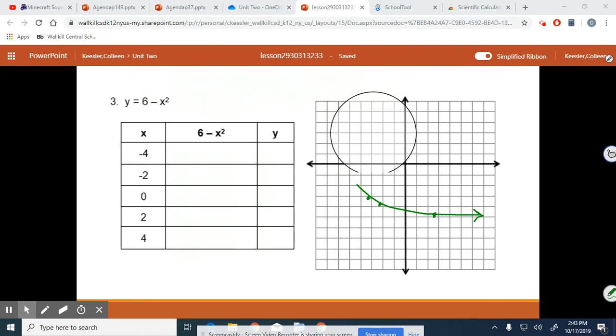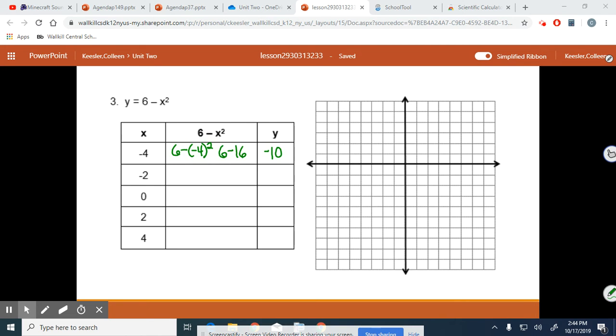So in number 3, we have 6 minus x squared. Again, it doesn't look like the traditional y equals mx plus b, but we want to prove whether this is linear or nonlinear by graphing. So we're going to plug in -4. So we get 6 minus -4 squared, which is 6 minus 16, because a negative times a negative is a positive, and we get -10.